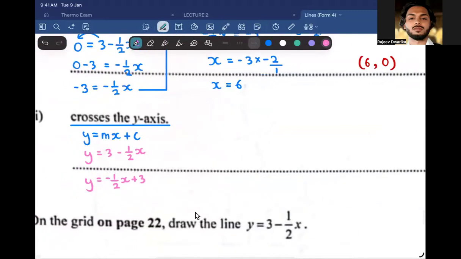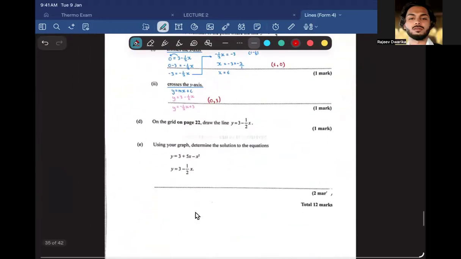Okay, that's good. So when you flip it around, it'll be minus a half x plus 3. So the coordinates will be what then? 0, comma 3. Yeah. Great.